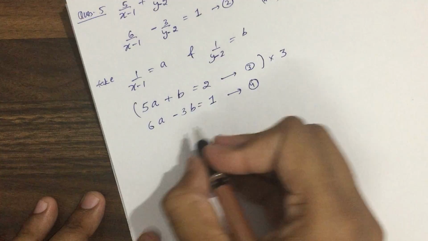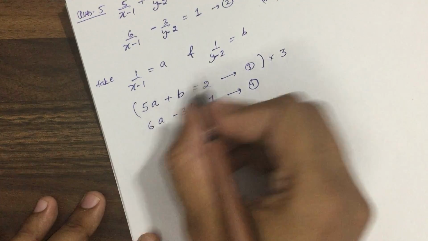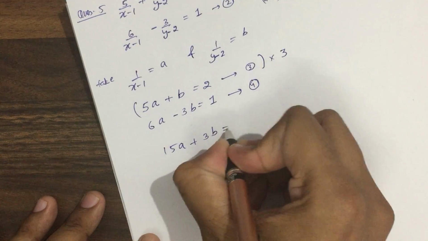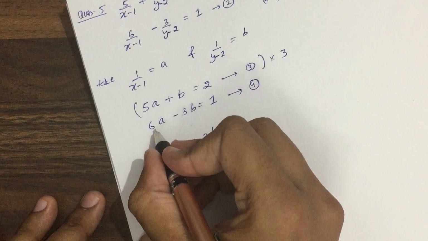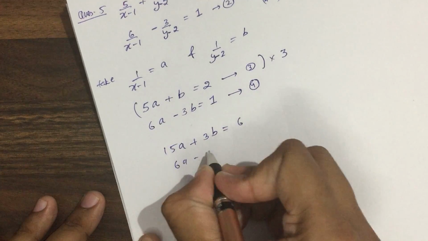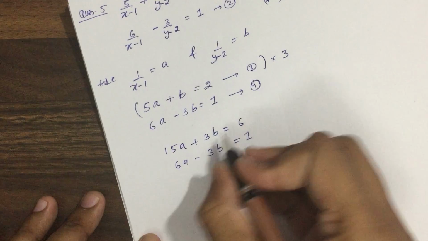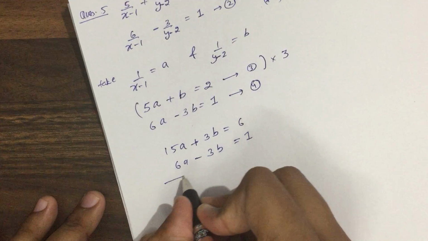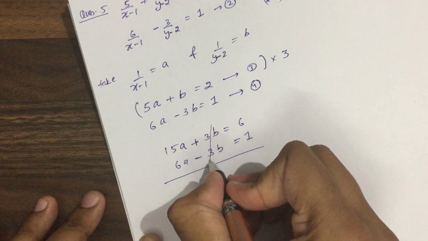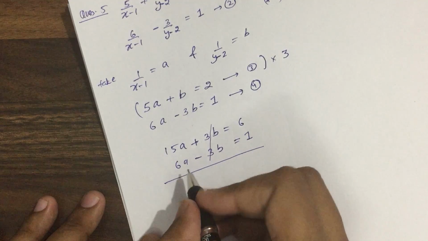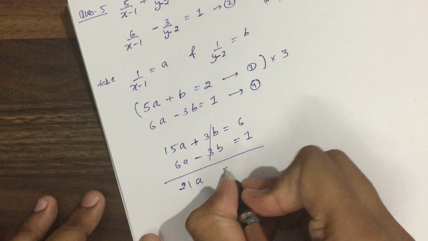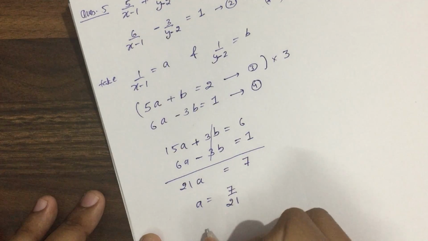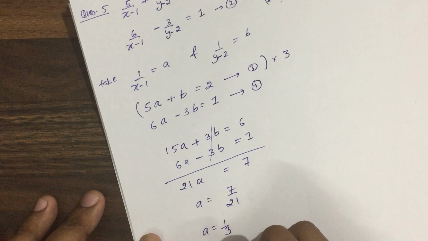Okay, so now how will the equations look? 5 times 3 is 15a plus 3b equal to 3 times 2 is 6, and we write this equation as it is: 6a minus 3b equal to 1. Now here the signs are opposite, so we need to add the equations. So directly it will be cancelled. 15 plus 6 is 21a equal to 6 plus 1, 7. a equal to 7 upon 21, then a equal to 1 upon 3.